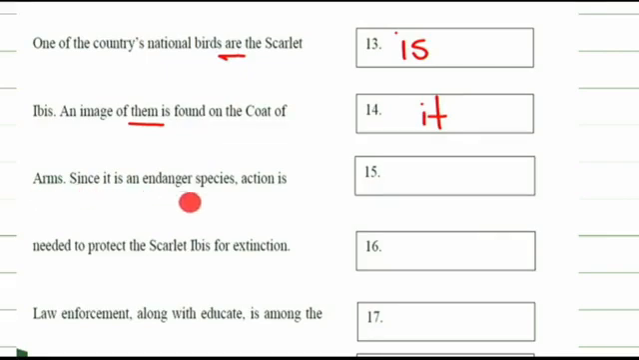Since it is an endangered species, action is... If you had, or you underlined, endanger, you are correct. Your correction there is now endangered rather than endanger. We're moving on to line 4.